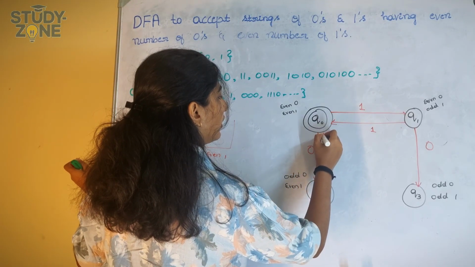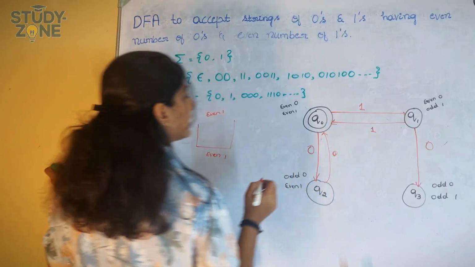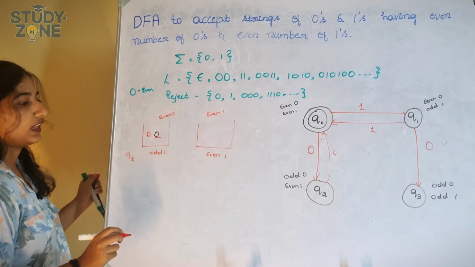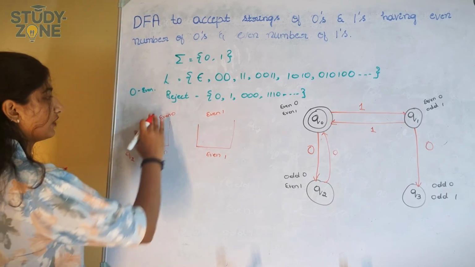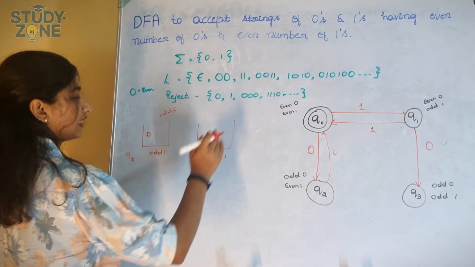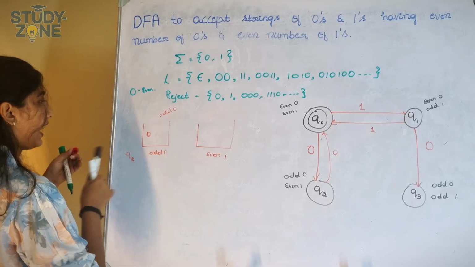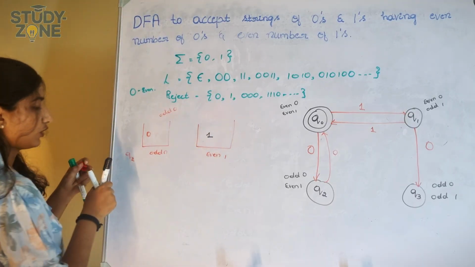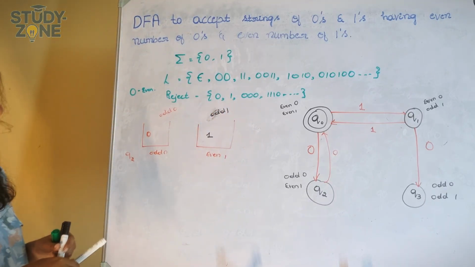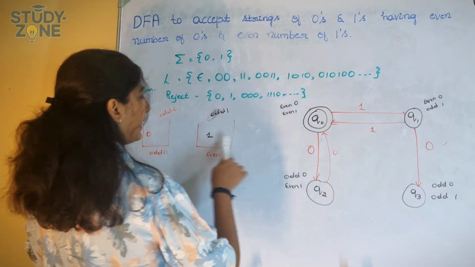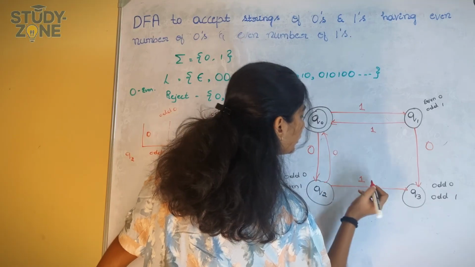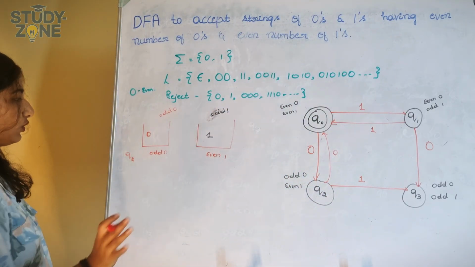So Q2 on 0 is moving to Q0 state. Done. Now keep this one as it is, which means keep this as odd 0 only. Now let us check it for this, which means I am adding 1 here. So it will become odd 0, odd 1. Which one has odd 0, odd 1? This state. So I added 1, right? So Q2 on 1 moving to Q3. Done. So Q2 state is done.